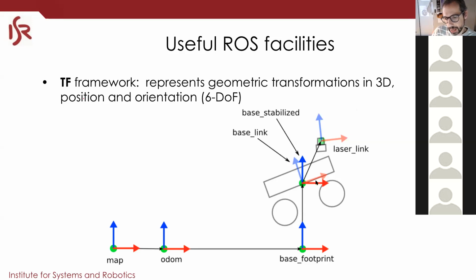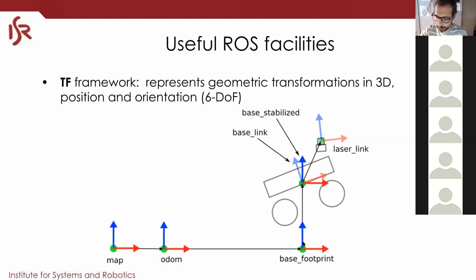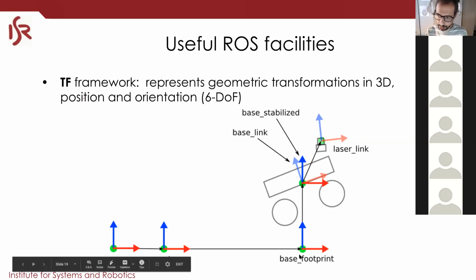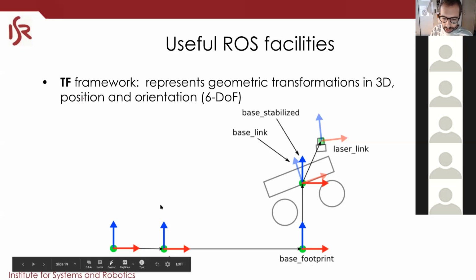You can have a second, in this example, a second frame of reference, which is horizontal to represent the horizontal plane, okay? It is called base stabilized, and you have a rotation transformation between the base link and the base stabilized, okay? And then you have from the base footprint to the base stabilized, which is the height of the robot, basically. So the base footprint is a frame of reference on the same ground level. And then you have these two frames. These are not physically attached to anything, okay?